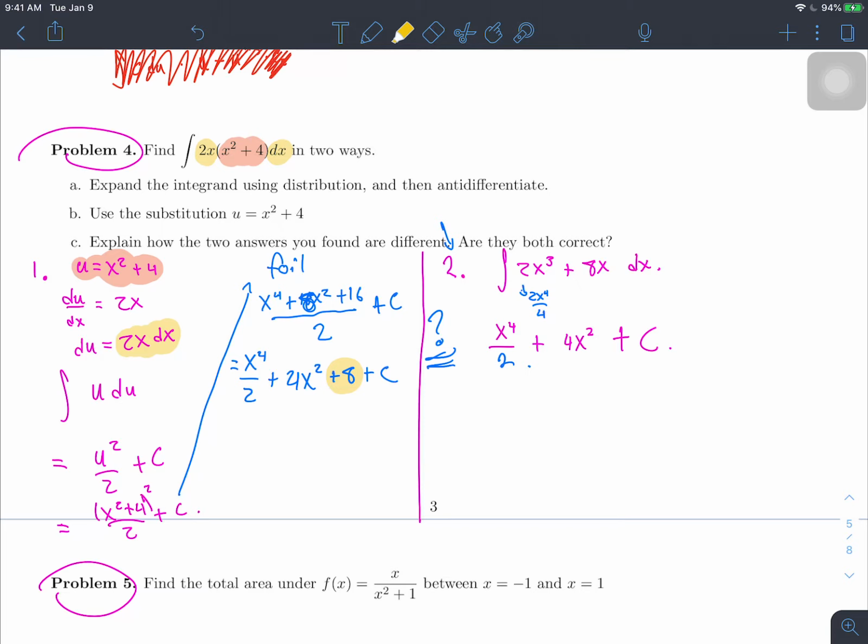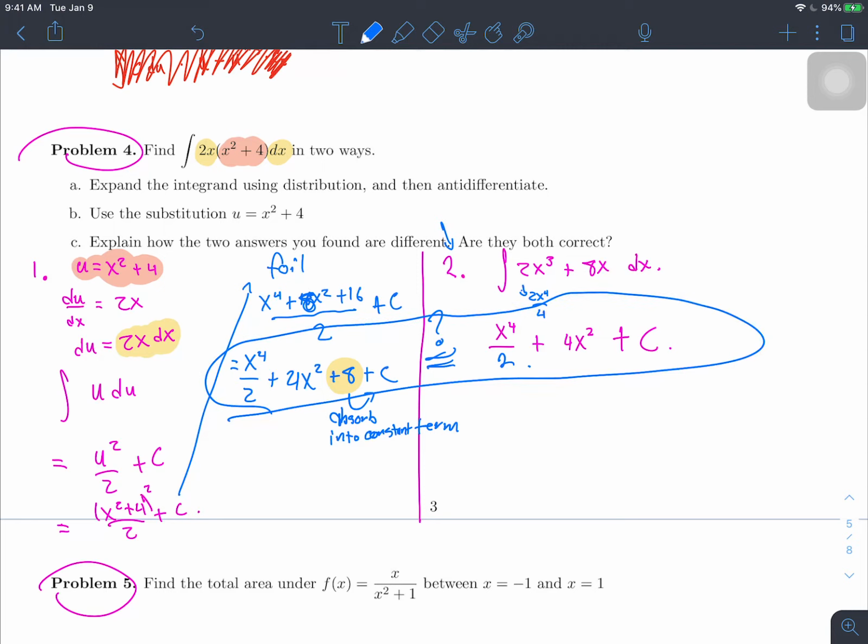So we can just absorb it into the constant term. So these two things do mean the same thing. Okay, each side is referring to a family of functions.